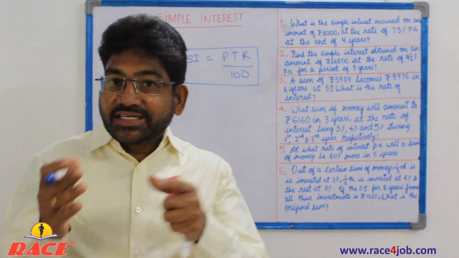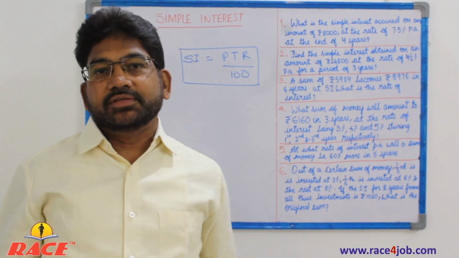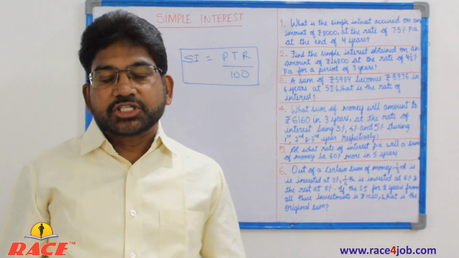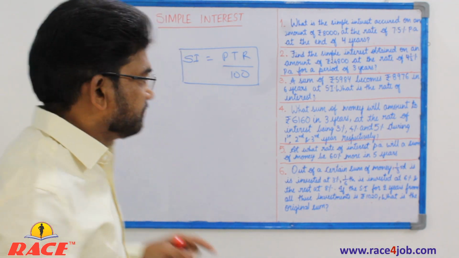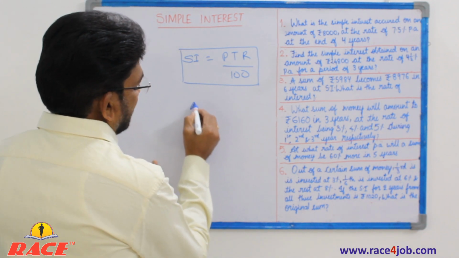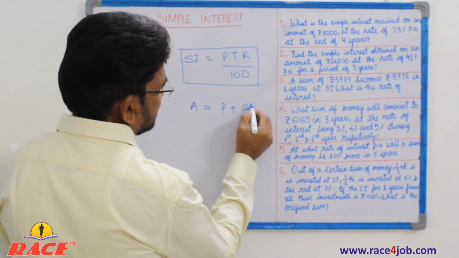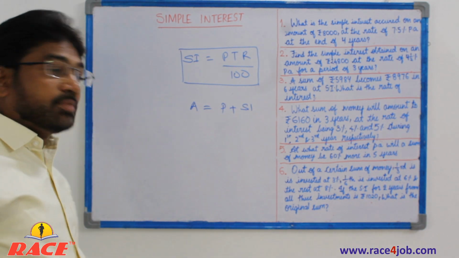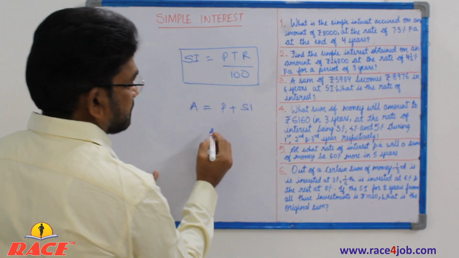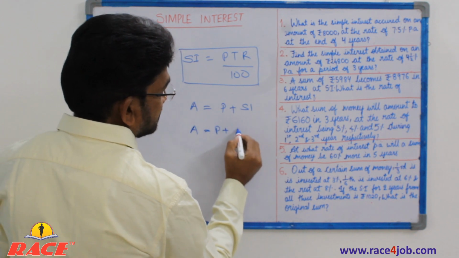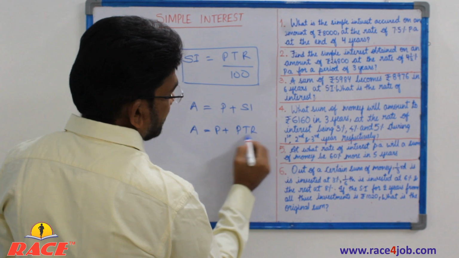If the interest is added to principal, that is called amount. Amount is principal plus interest. Let me write that. Amount is principal plus interest, in this case simple interest. But we know, my dear friends, simple interest is PTR by 100. So let me write simple interest is PTR by 100.